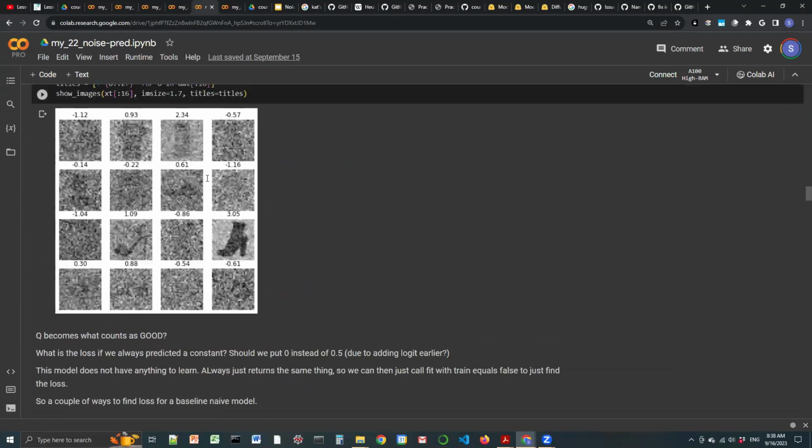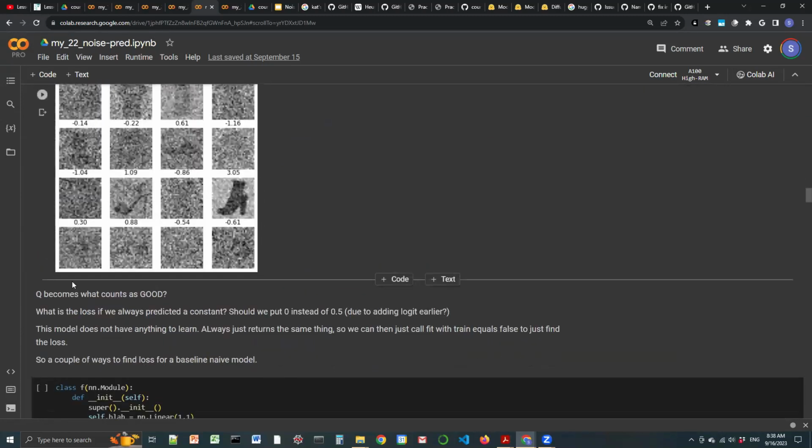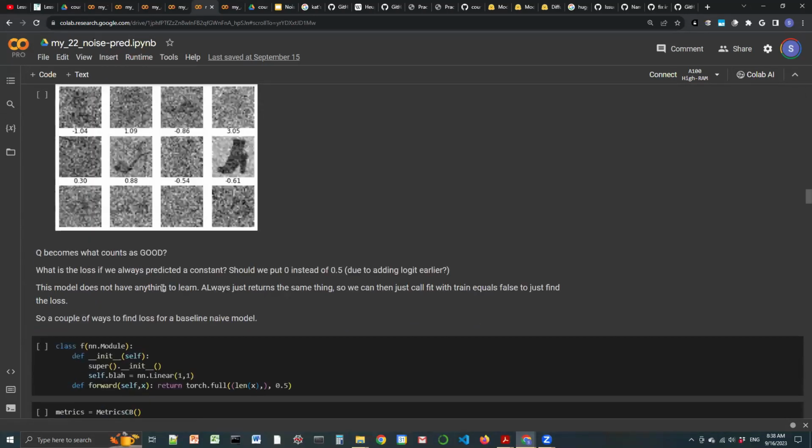Now, one of the things that you get into a difficulty with when you do this is what counts as good. That is, obviously we are predicting alpha bar t, but what is a reference prediction to which we can compare to say, oh, we are better than a guess or an average guess.